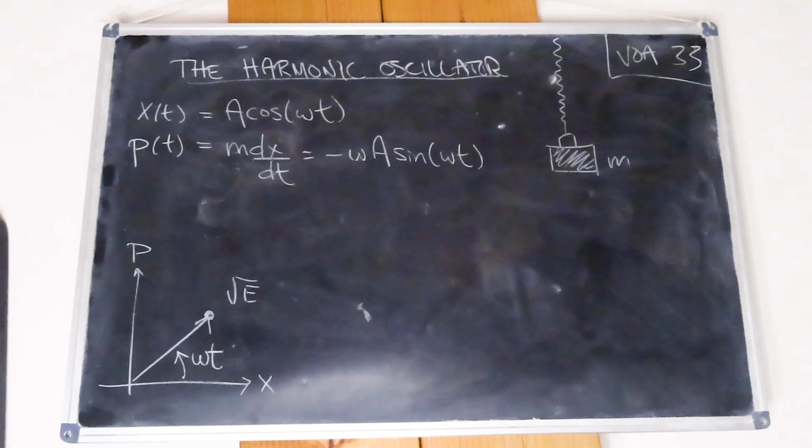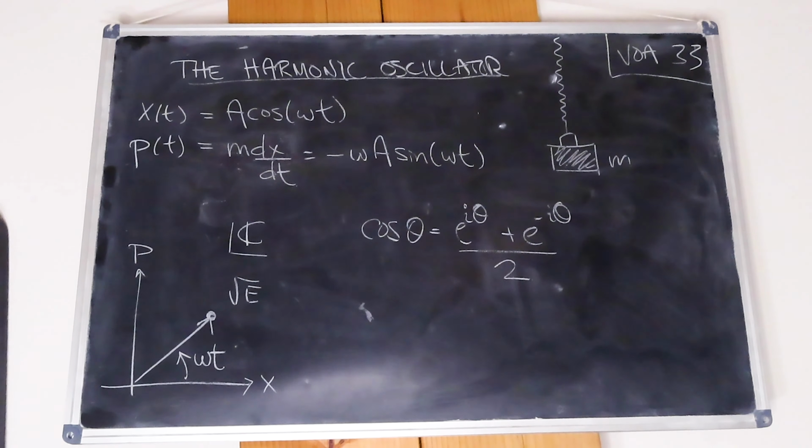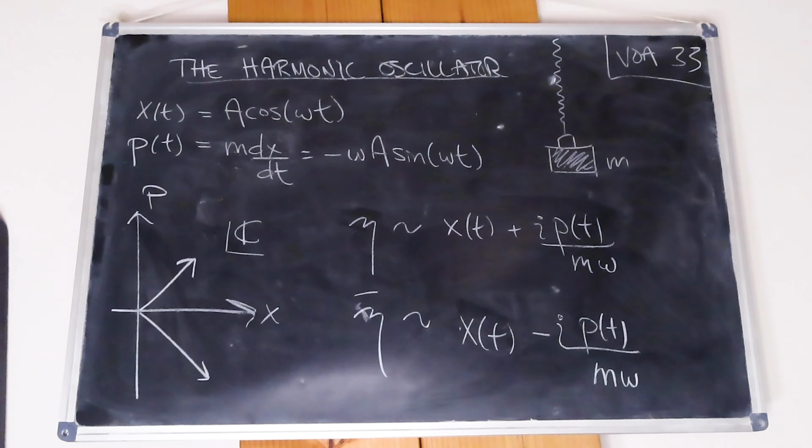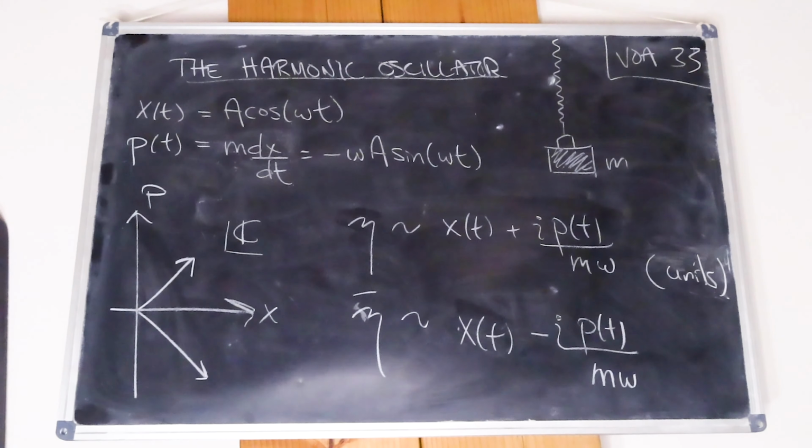Now, in what follows, it will be useful to complexify that phase space, and to that end, the Euler relations for cosine and sine might be useful to think about. By analogy, we'll consider complex linear combinations of position and momentum, with momentum scaled by m omega to ensure that the physicist's favorite pastime is satisfied: dimensional analysis. We'll leave the overall scaling of eta and eta bar unfixed for now.